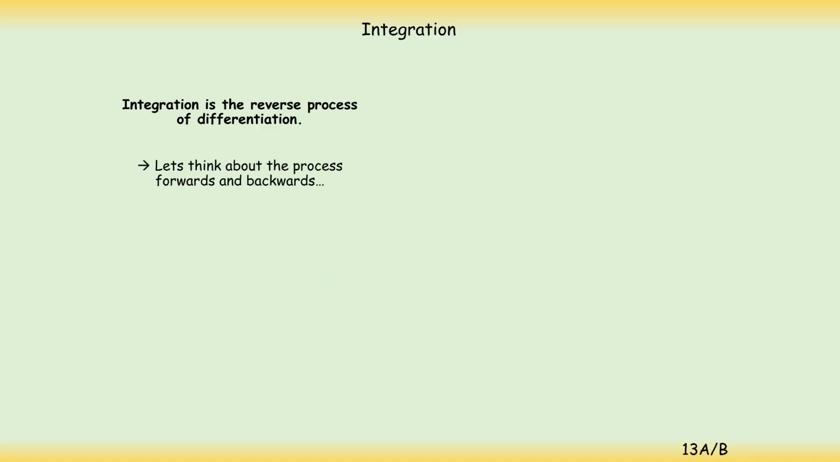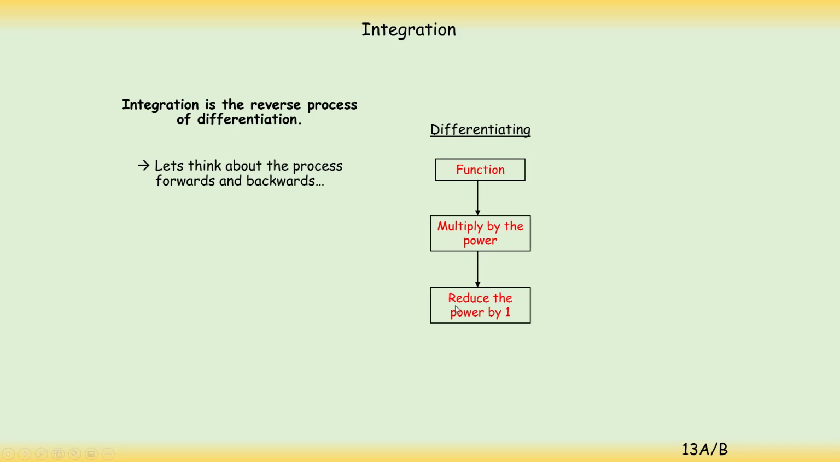Right, so as it says here, integration is the reverse of differentiation. We can look at it as that. So if we look at the process of differentiation first, what do we do when we differentiate? Well, we take our function first, and then we multiply by the power. Once we multiply the power, we subtract 1 from the power, and that gives us our differential or our gradient.